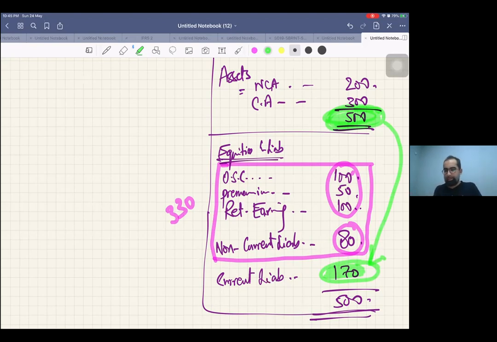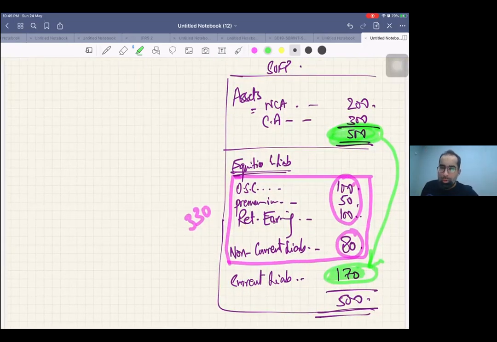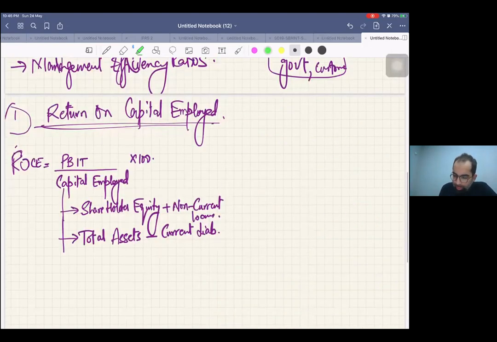Okay, look at it. Now, what is the formula? The formula of ROCE, return on capital employed, is PBIT divided by capital employed into 100. PBIT is profit before interest and tax. You can pick PBIT from the income statement. You will get ready-made PBIT from the income statement. You will put it here, and in the denominator, you will write capital employed. And how to calculate capital employed, I just told you, right?